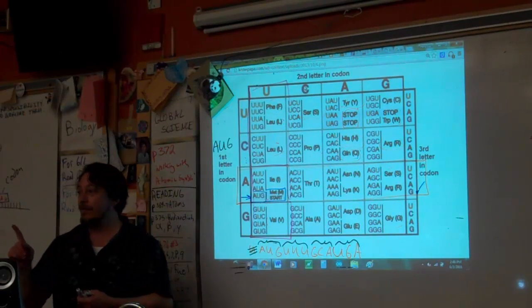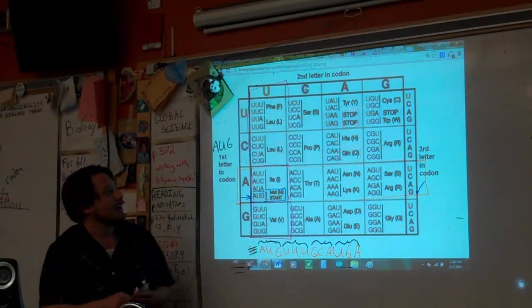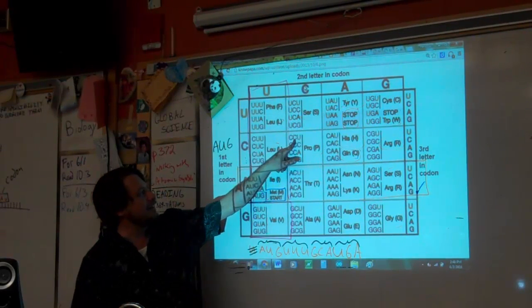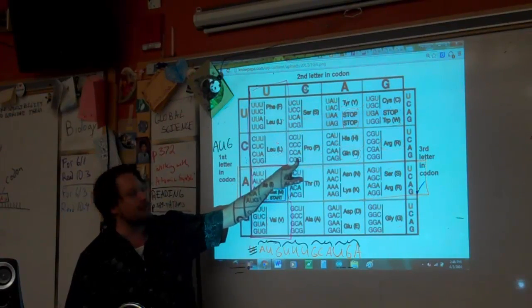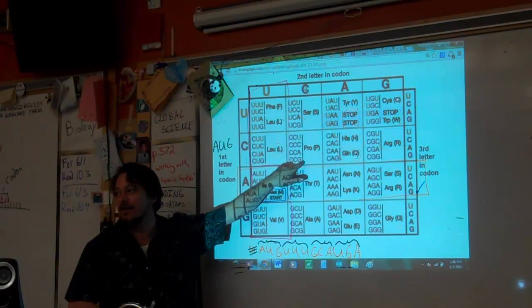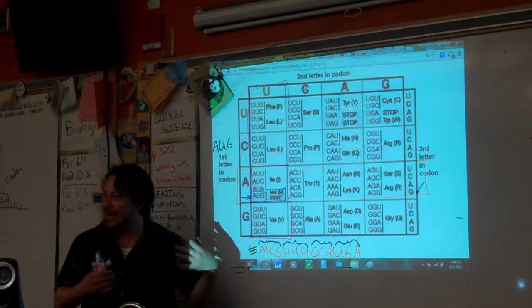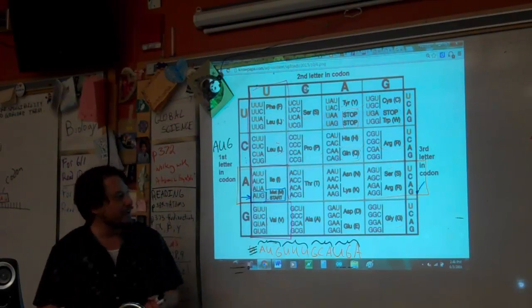And when we think about mutations, for example, if you have something that's letter C, and then a mutation knocks one of these out and changes it from one to the other, you haven't changed the amino acid. So it's actually a little bit of cushion against mutation, like a safety net.